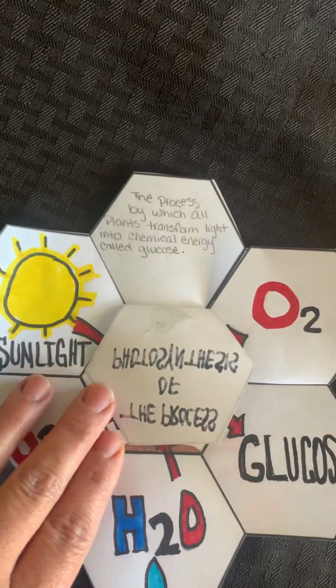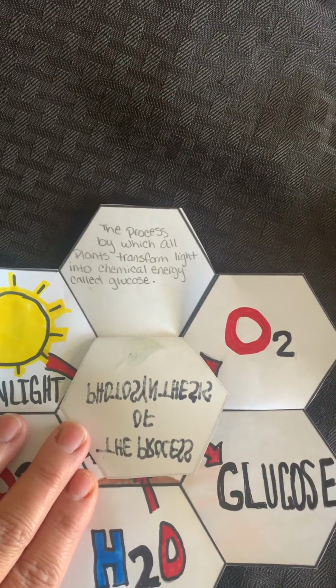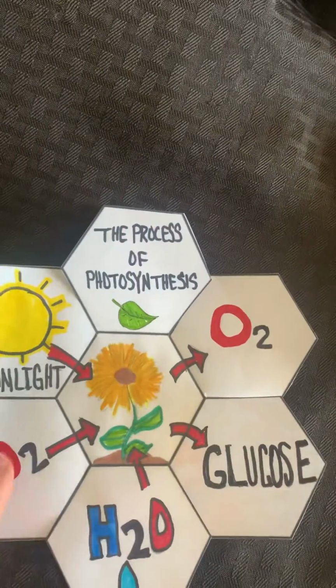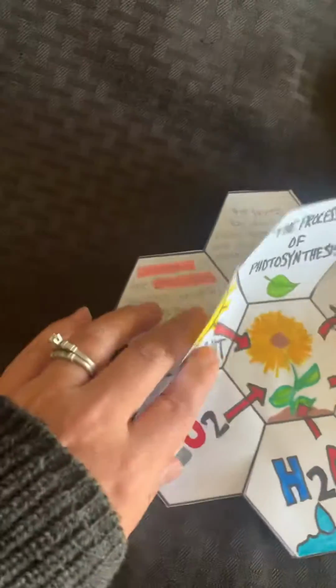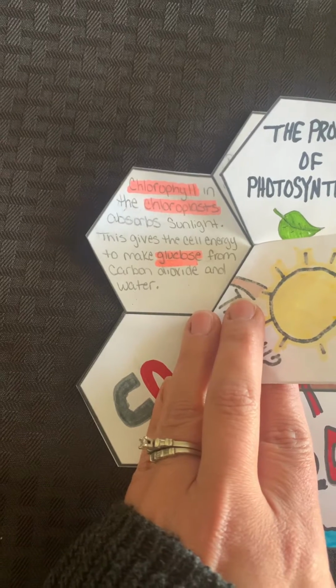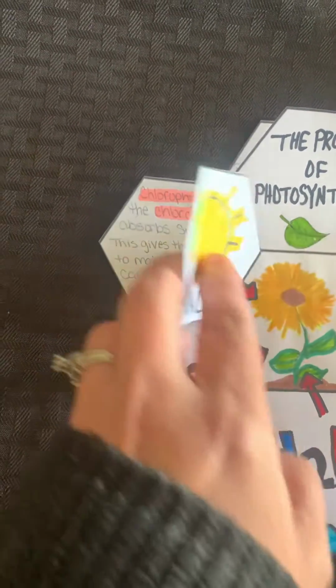So for this, the process of photosynthesis is the process by which all plants transform light into chemical energy called glucose. And then you have the different phases or the different elements that contribute to photosynthesis. You have sunlight, which is chlorophyll in the chloroplast absorbs sunlight. This gives the cell energy to make glucose from the carbon dioxide in water.